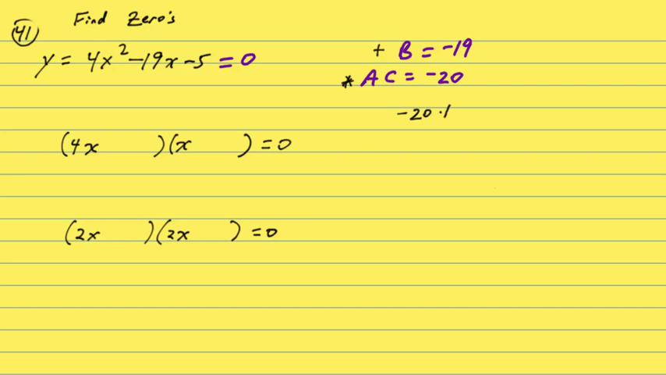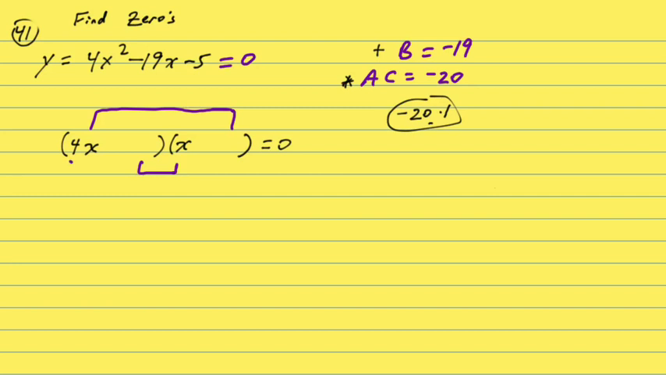So how about negative 20 times 1? Do they add to negative 19 and do they multiply to negative 20? Now, does 4 go into 20 and does 1 go into 1? So I would think it's this first one. 2 goes into 20, but does 2 go into 1 evenly? No, so it's really not the bottom one. So I'm going to connect up here my outsides and my insides. They used to call them the means and the extremes.